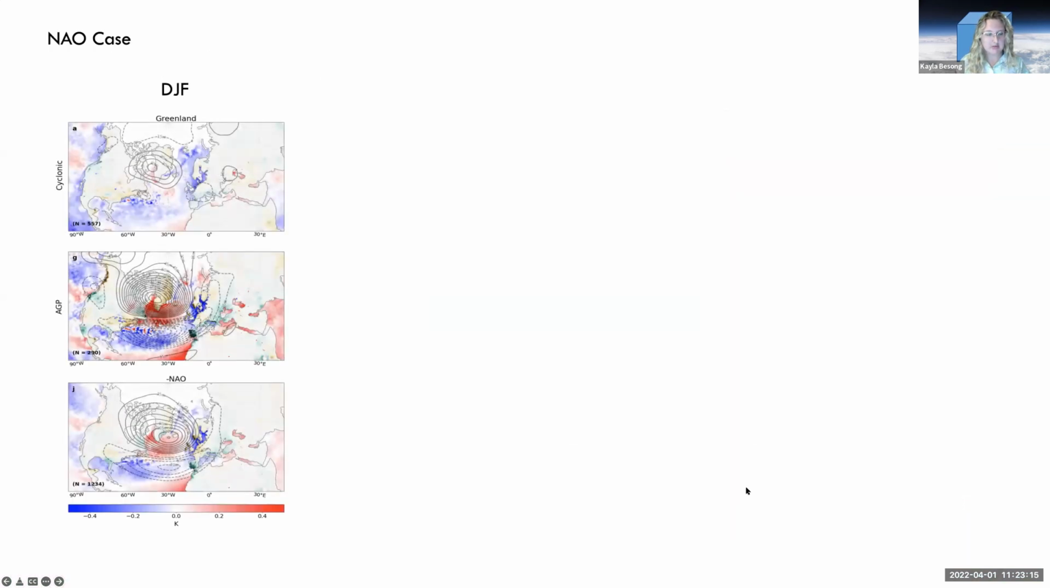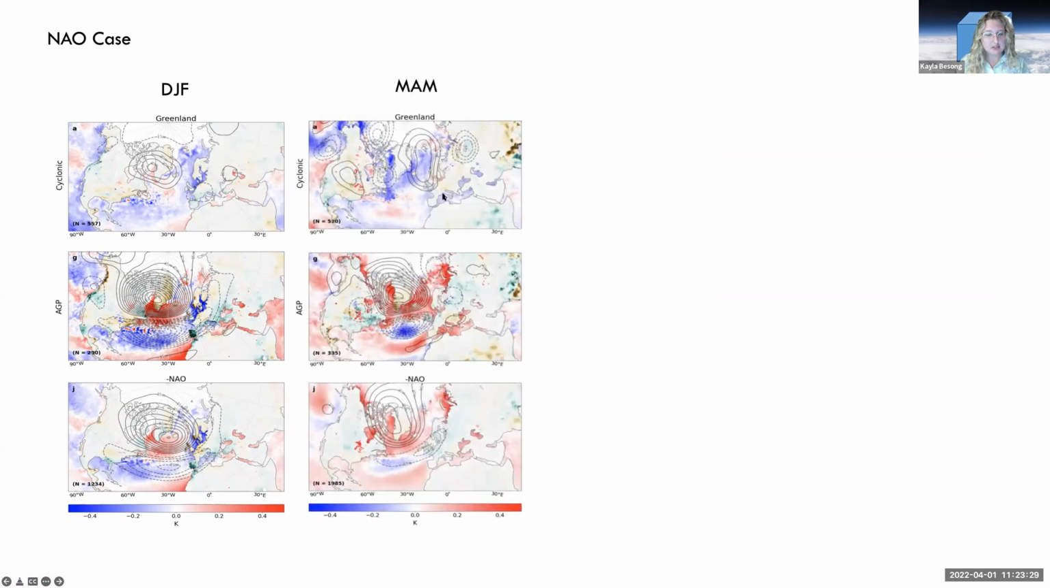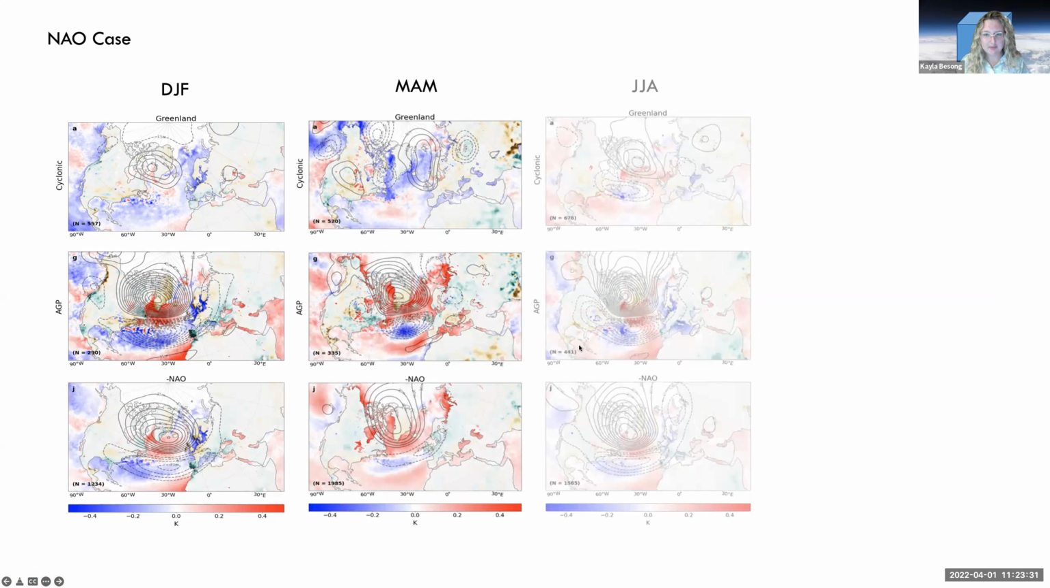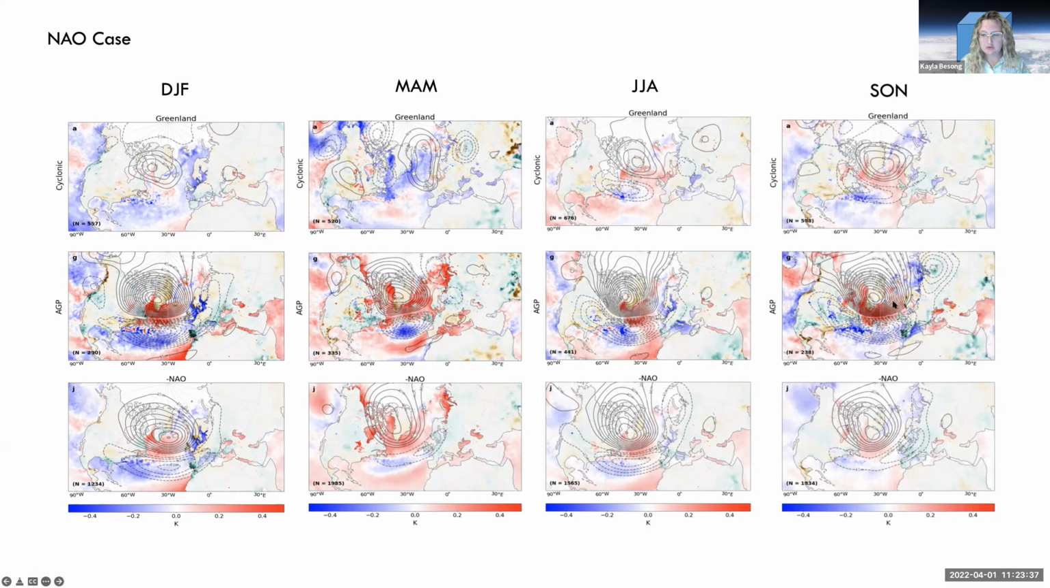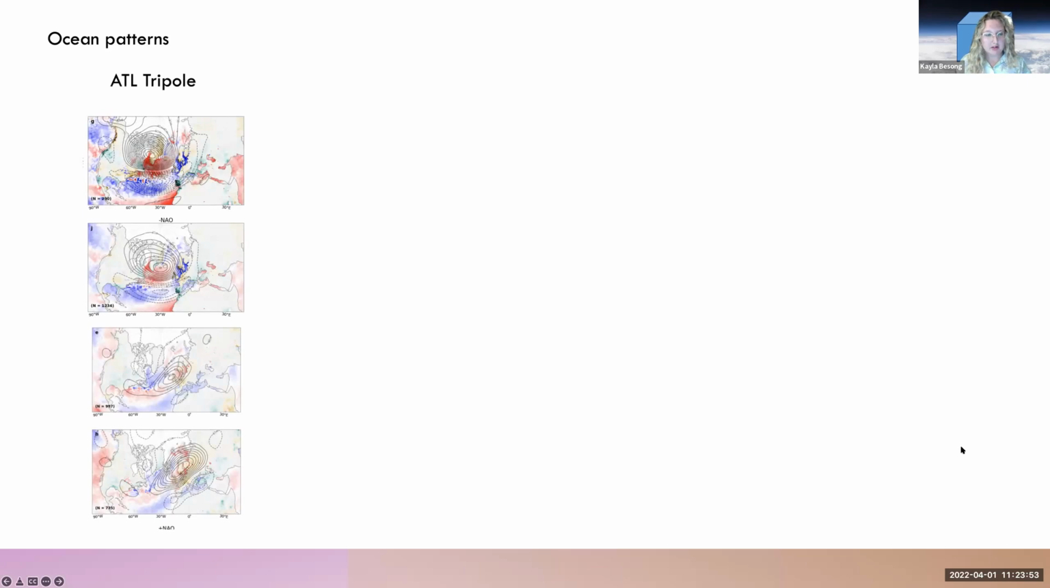Just to highlight that again, for each season, we have this difference between what cyclonic blocking over Greenland looks like compared to the full AGP case and the negative NAO. It doesn't really look like much in March, April, May. Finally, we start to see it in the summer and again in the fall, right? So only in about 2 out of the 4 seasons do we really see that cyclonic blocking signature looking like the negative NAO.